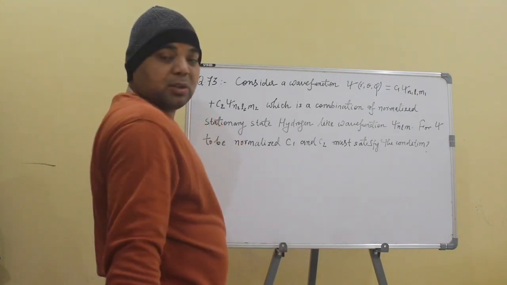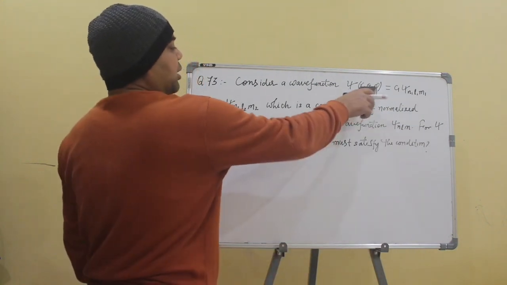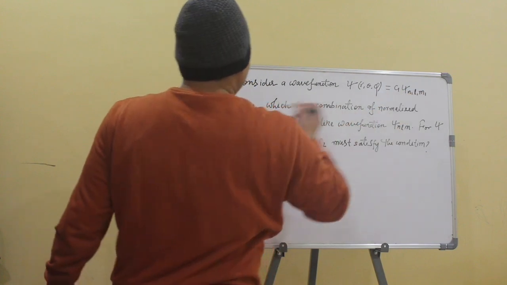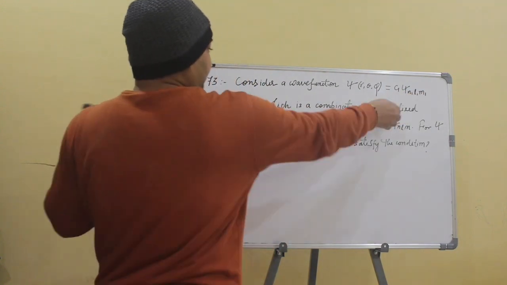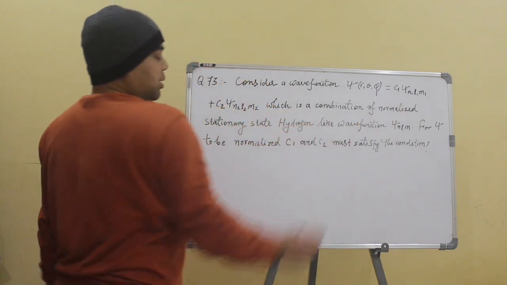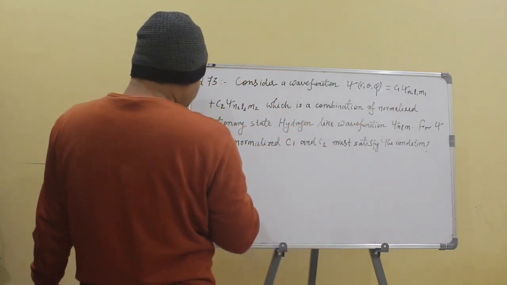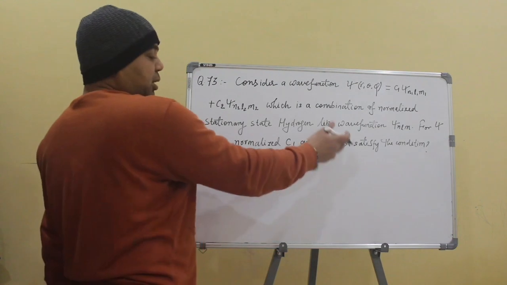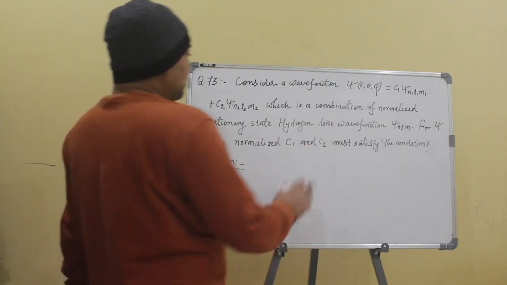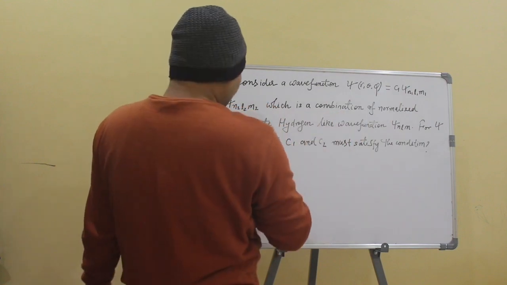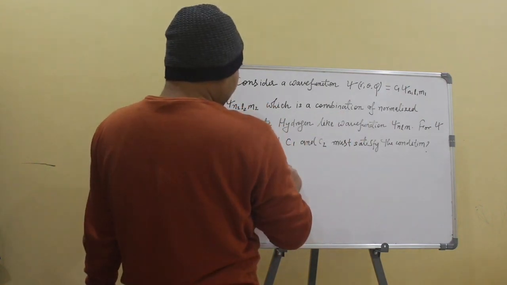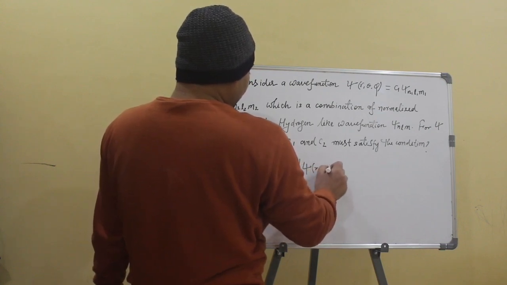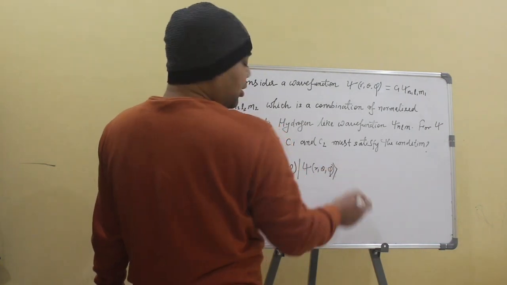So what condition must C1 and C2 satisfy so that this psi is normalized? Remember that psi 1 and psi 2 are already normalized, as given: a combination of normalized stationary state wave functions. So let's find the condition, basically the relation between C1 and C2. If psi is normalized, then the inner product of psi(r, theta, phi) with itself must be unity. That is what normalized means.